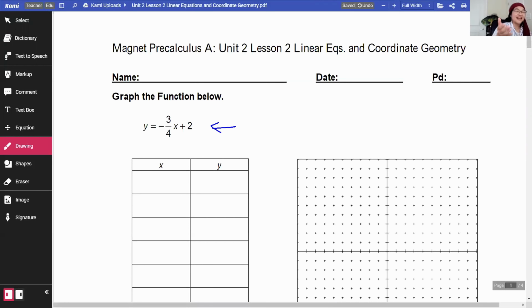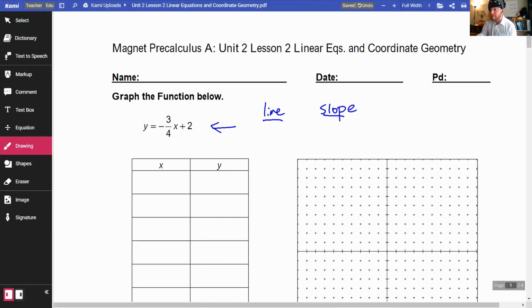We be having a line that be having a slope. And the slope be negative. And it be a rational number. Oh my gosh, we have lots of past knowledge coming to light. All right, but this be a function.